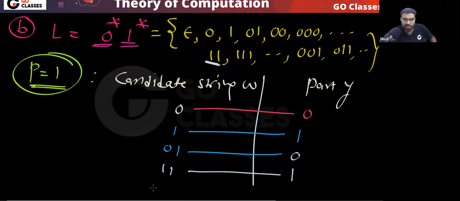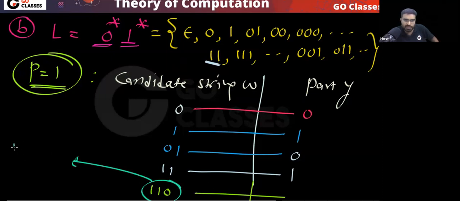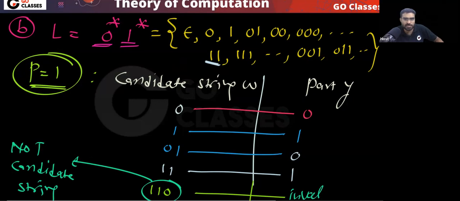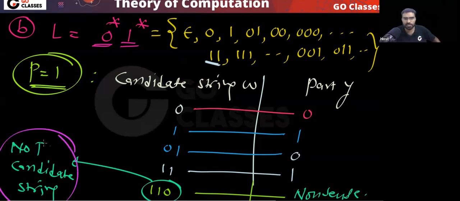And what about for this string? This is not even a candidate string. This is invalid, not a candidate string, so you don't have to worry about it or check it. You can just simply say nonsense and move on. Clear? Remember, this is not a candidate string.